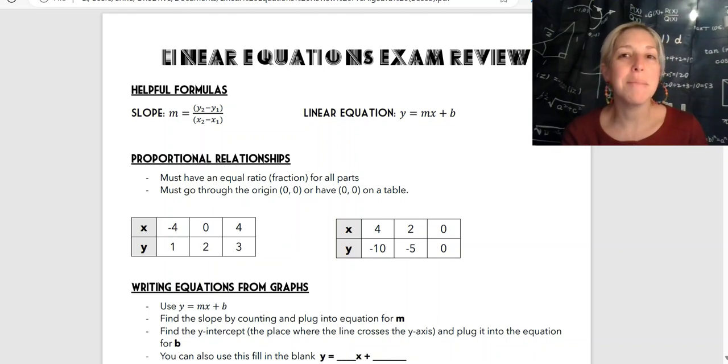Hey class, I'm here with your linear equations test review. So very similar to the test that you took in the first semester. This is going to have 14 questions. 12 of them are going to be multiple choice and 2 of them are going to be short answer that'll have multiple parts and each part is worth a certain amount of points depending on the problem.